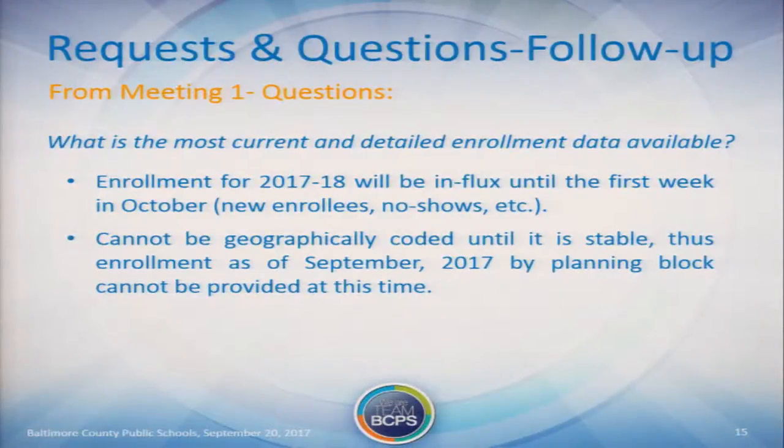Another question is, what is the most current and detailed enrollment data available? You are working with 2016-17, as we discussed. This process does span over two school years. The enrollment data for 2017 will still be in flux until the first week in October. Once we get that data, we actually have to map it all out, so that we can make sure all the students are placed on the map, and then put all this information together.